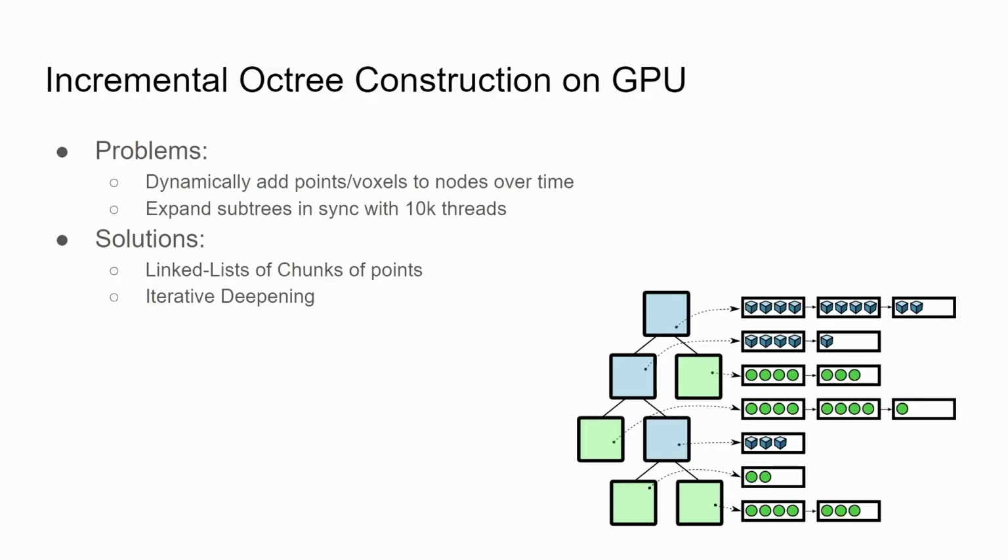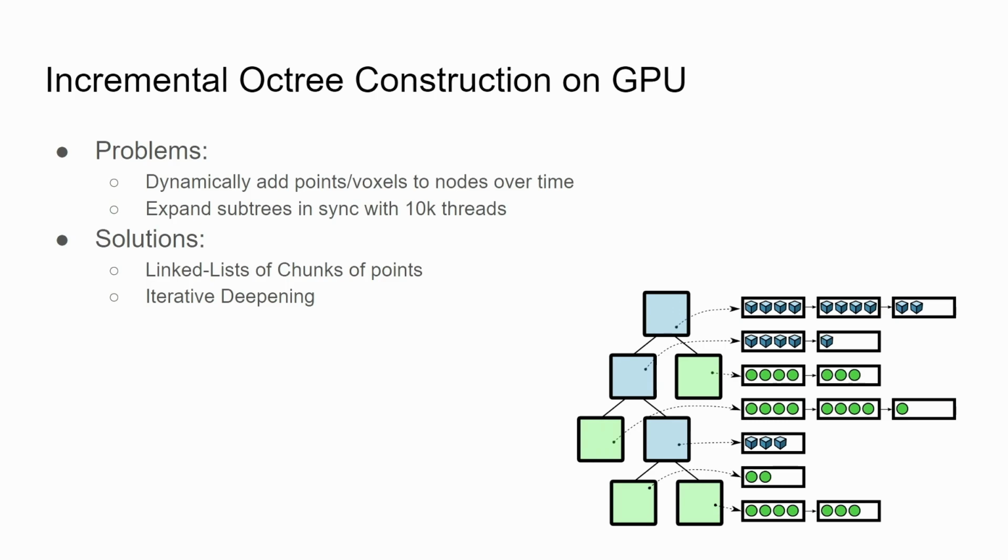So for this slide here, I'd like to highlight two main problems. There's more details in the paper, but there are two main problems. One of the problems is that we're dynamically inserting new points and voxels into the octree nodes over time. And the other problem is that we have 10,000 CUDA cores that we have to keep in sync with operations like splitting a node, expanding the octree, actually inserting the geometry into buffers.